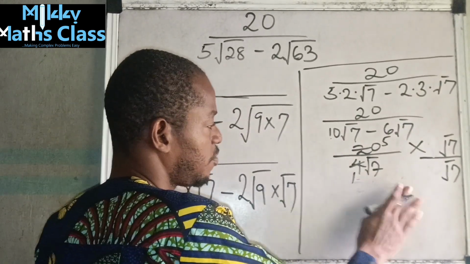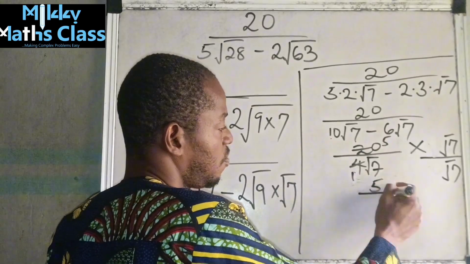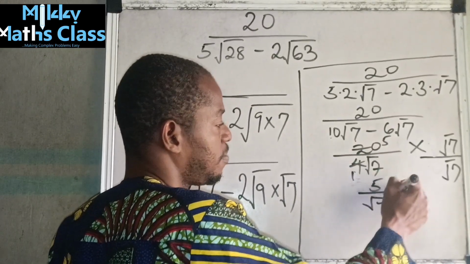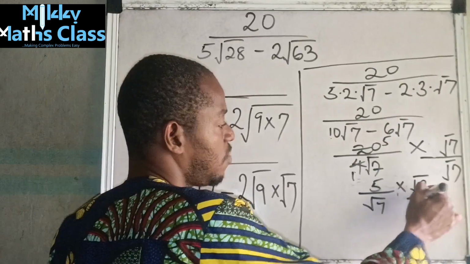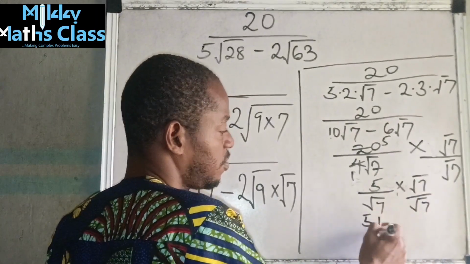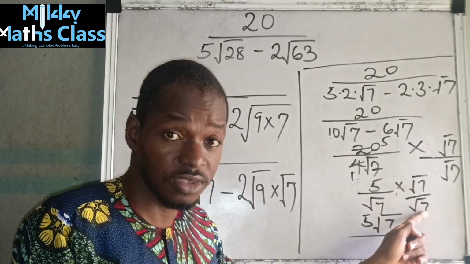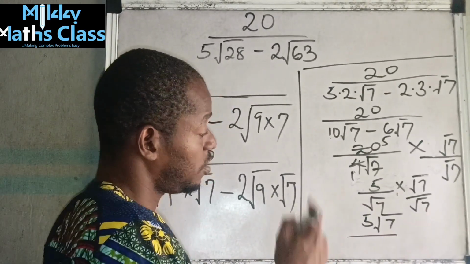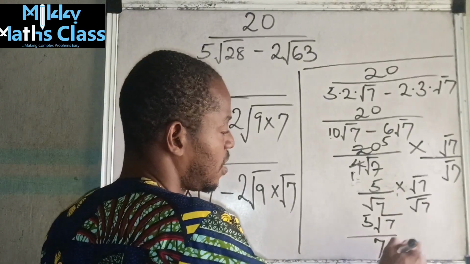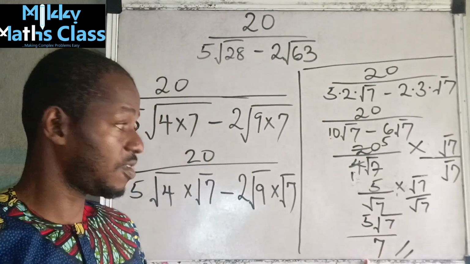So 5 over root 7, we cannot leave it like that. So we multiply times root 7 over root 7. So 5 times root 7 is 5 root 7 over square root of 7 times square root of 7, which is square root of 49, which will give us 7. So our answer is 5 root 7 over 7.